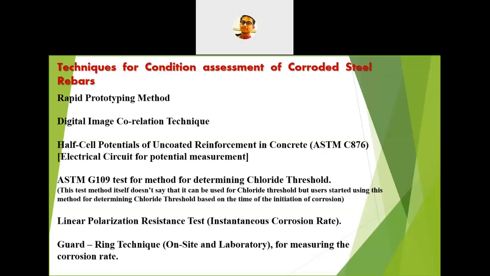And then the last one here is the guard ring technique. This technique we can use both on site and in the laboratory for measuring the corrosion rate. So these are some of the assessment tests we can conduct to determine the different types of corrosion mechanisms and the corrosion picture of what is happening inside the concrete system.